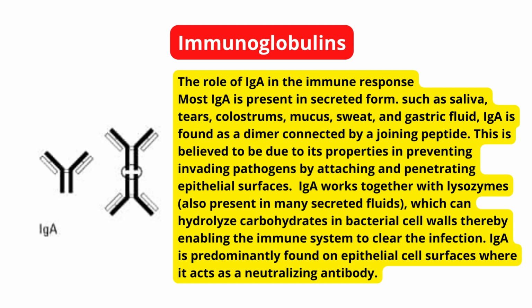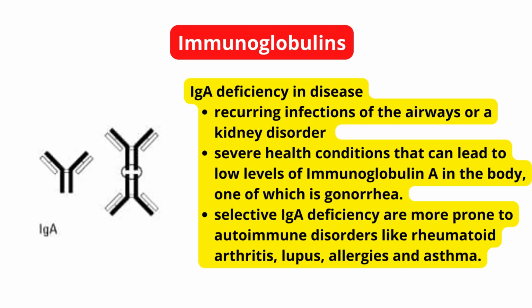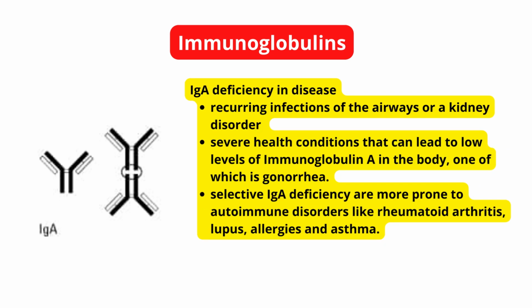IgA is predominantly found on epithelial cell surfaces where it acts as a neutralizing antibody. IgA deficiency in disease leads to recurring infections of the airways or a kidney disorder. Severe health conditions that can lead to low levels of immunoglobulin A in the body, one of which is gonorrhea. Selective IgA deficiency patients are more prone to autoimmune disorders like rheumatoid arthritis, lupus, allergies and asthma.